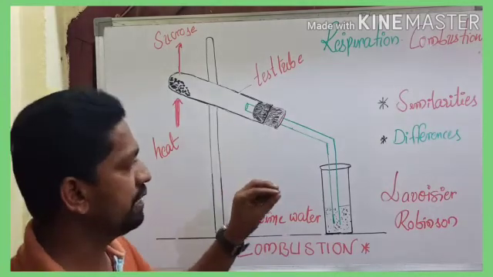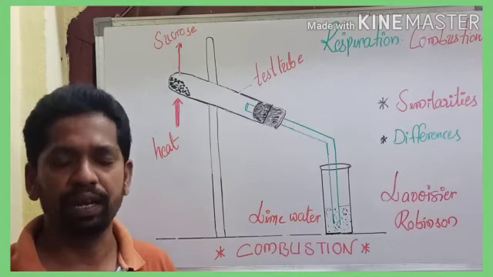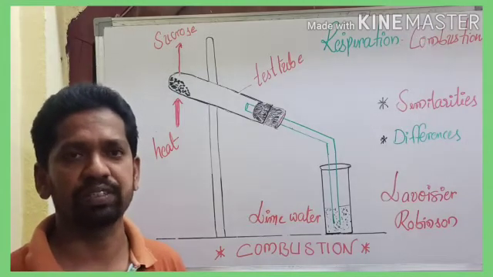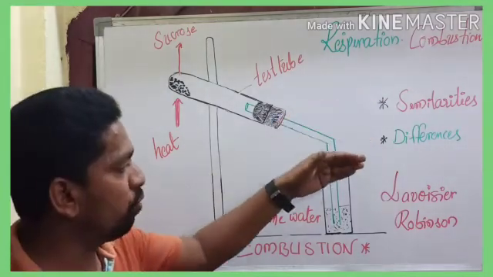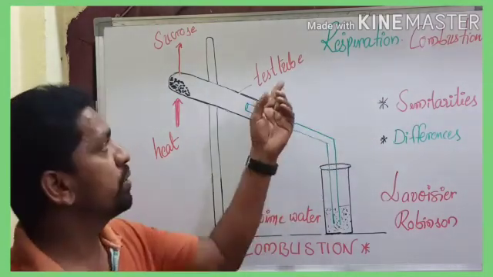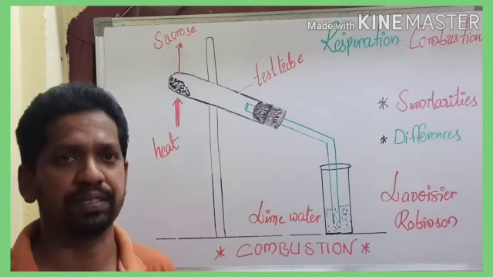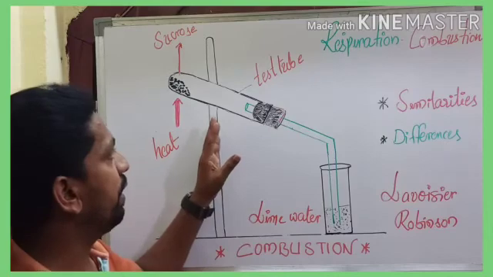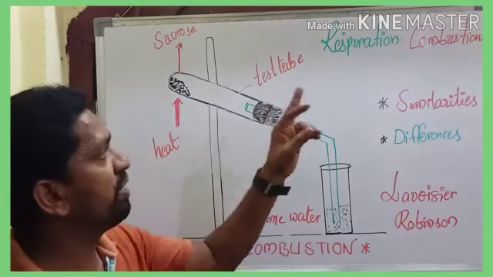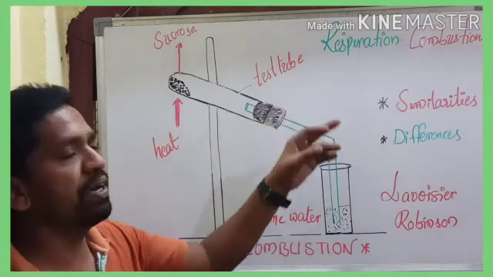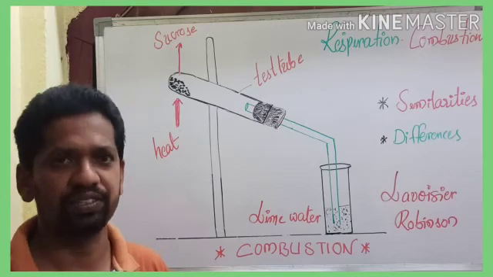By understanding it easily with the help of simple steps, we can write the answer properly and get good marks. According to Lavoisier and Robinson, respiration is also a type of combustion, but it occurs at a very slow rate. By doing the activity on combustion, we identified that both reactions, respiration and combustion, have some similarities as well as differences.